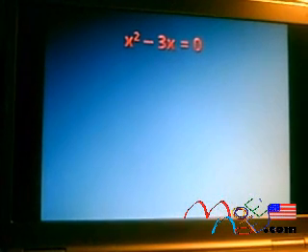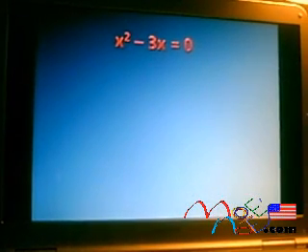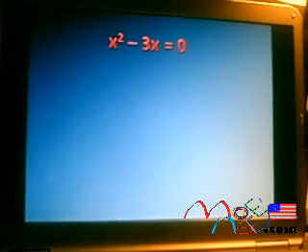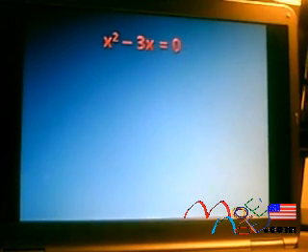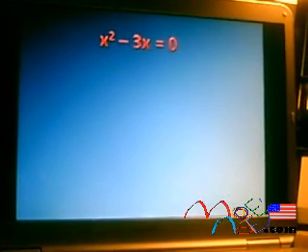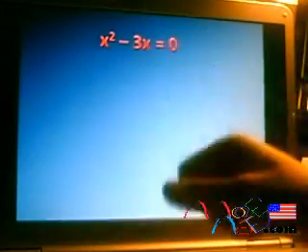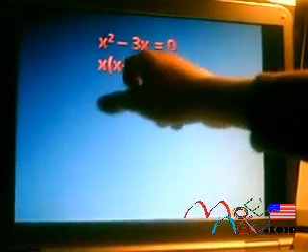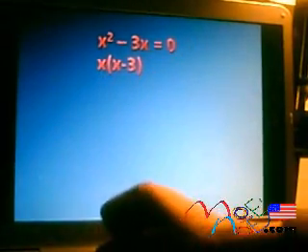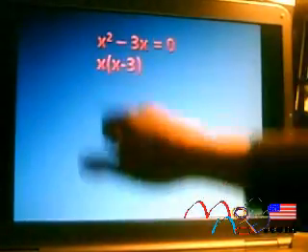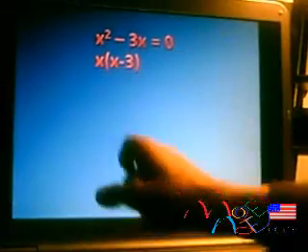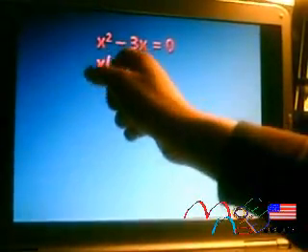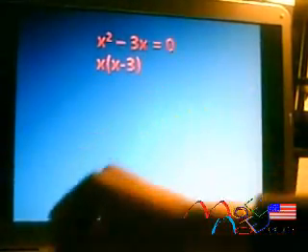Okay, another example is x squared minus 3x. You can't factor it like I did before. What you can do is use the reverse distributive property. Pull the x out like this. X times x minus 3, this is the greatest common factor. X times x is x squared. X times -3 is -3x. That's the distributive property, and that's the reverse thereof.